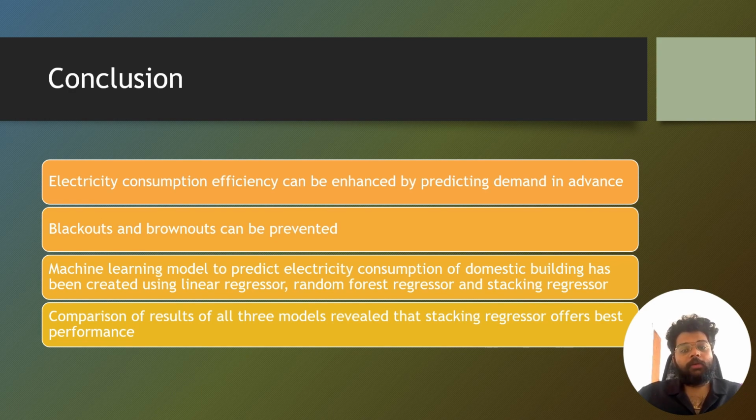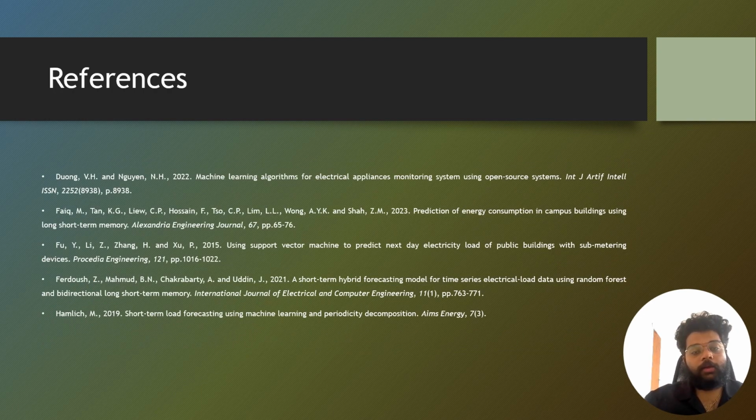A machine learning model to predict electricity consumption of a domestic building has been created using linear regressor, random forest, and stacking regressor. The performance of all three has been compared, and it has been found that the stacking regressor offers the best performance, and it combines two ML techniques of linear regression and random forest regression. And here are some references that I listed.